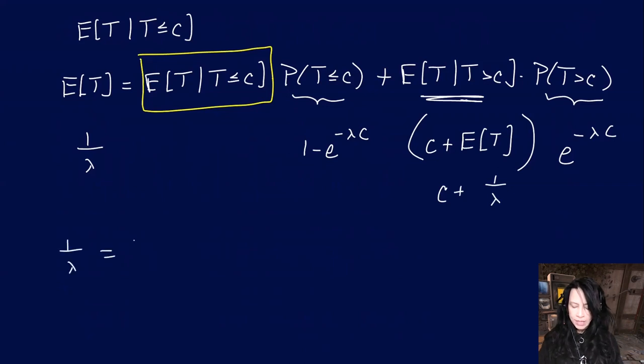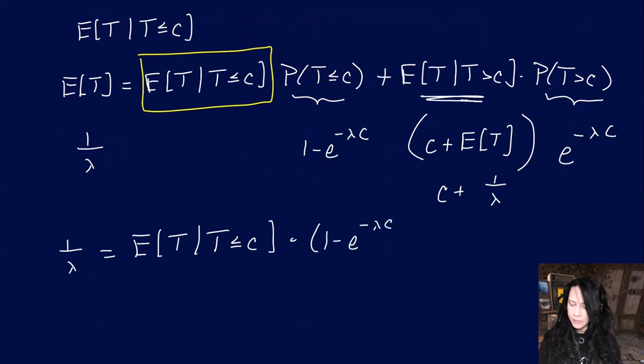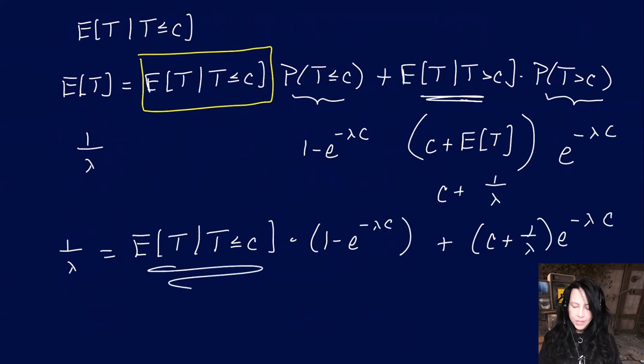1 over λ is the thing we're trying to find. And that is multiplied by 1 minus e^(-λc). And to that, I'm adding c plus 1 over λ, times e^(-λc). And you can solve for this.